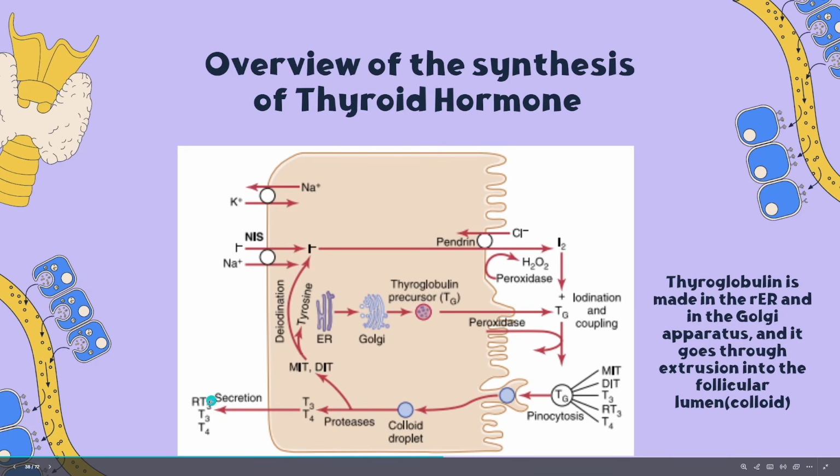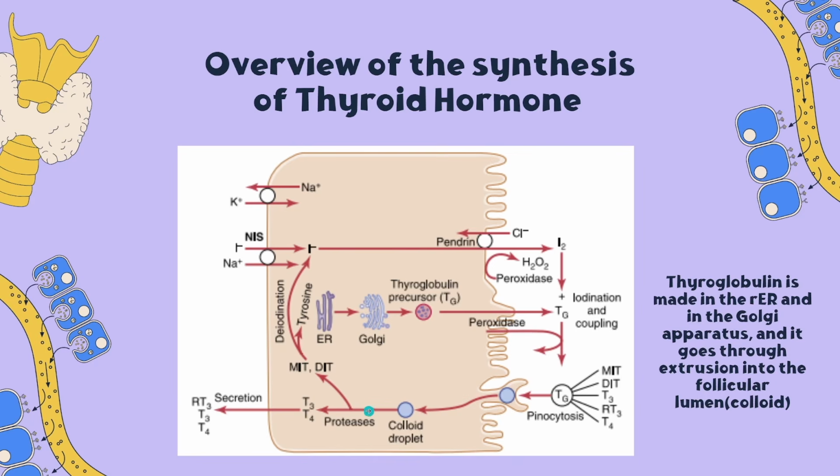And when they're in the blood, since they're lipophilic, they cannot stay in the blood. They hate the water. So they're going to be bound to either thyroxine binding globulin, thyroxine binding prealbumin, or albumin. And then the MIT and DIT, what happens to them?